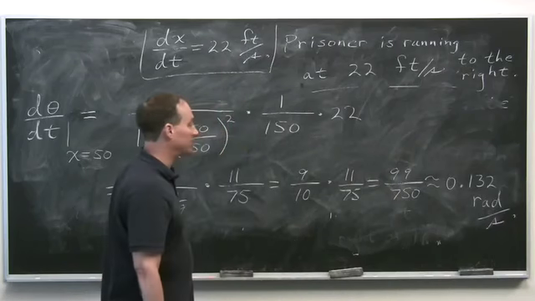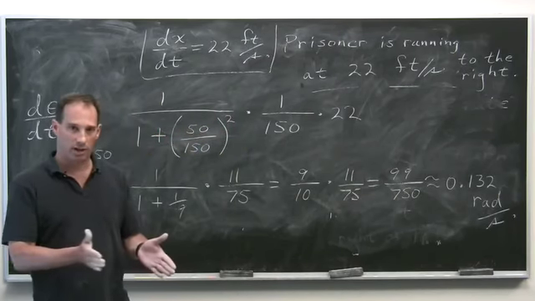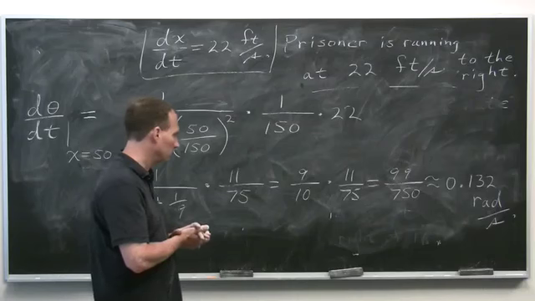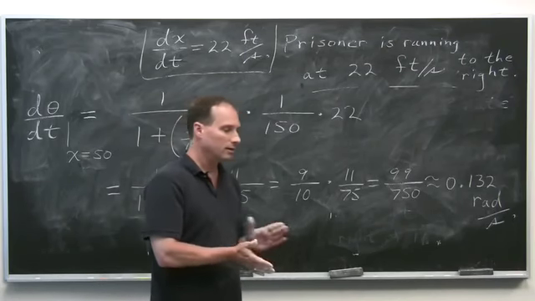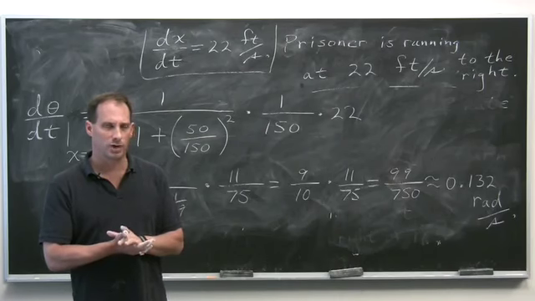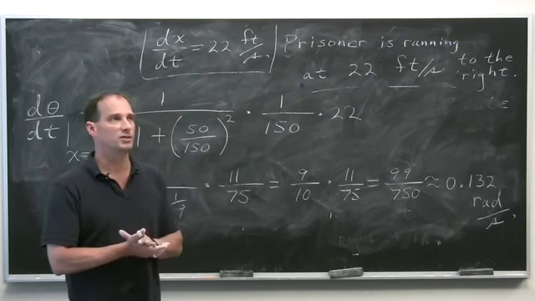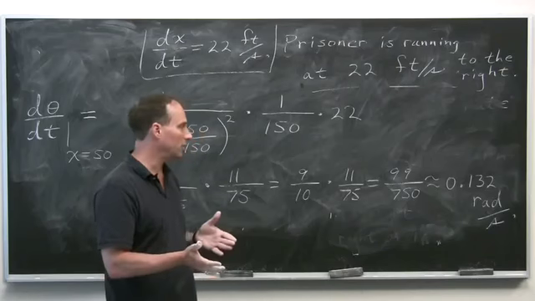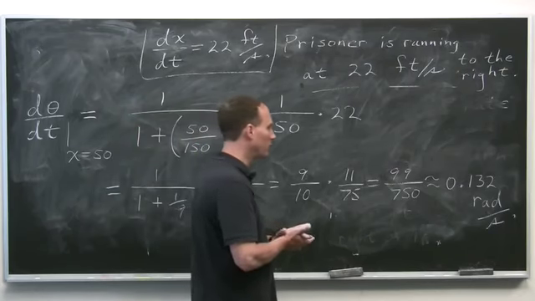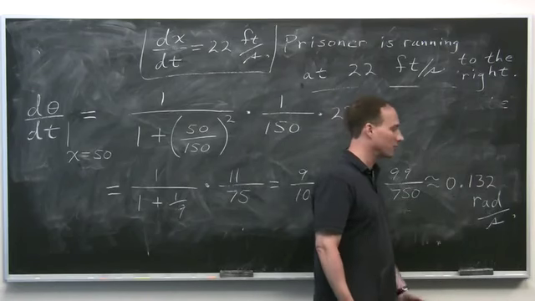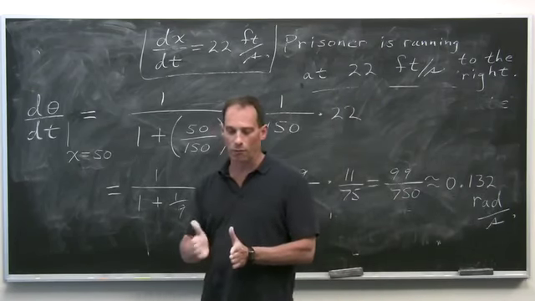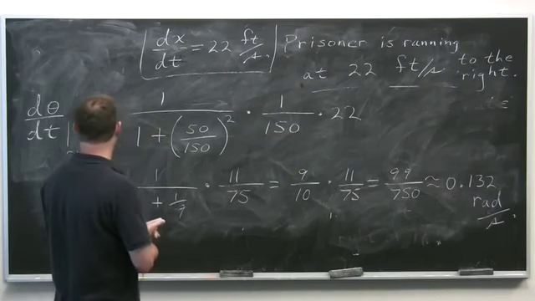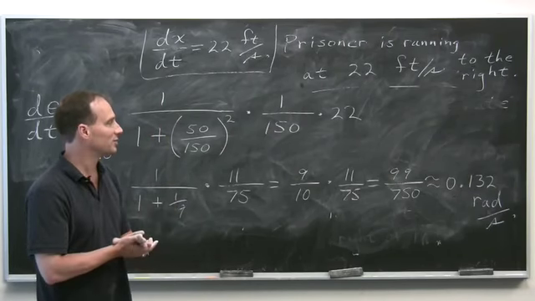So that's how fast they're having to turn the light to keep up with the prisoner when the prisoner is 50 feet away. You might wonder if that's ridiculously fast. Pi over 4 radians is 45 degrees, and pi over 4 is about 3/4, so it's about 0.75. This is much slower than that. So they're not even having to turn it 45 degrees a second, which would be easy to do. They're having to turn it relatively slowly.